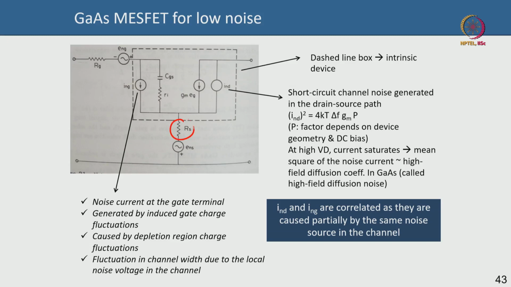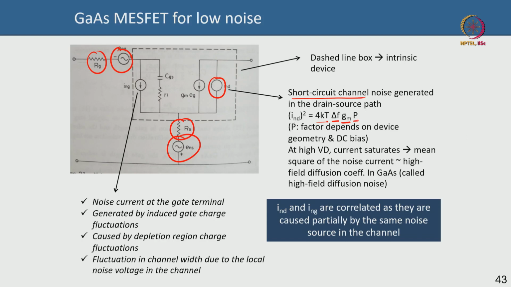So, for instance, this is your source resistance, this is your gate resistance, this represents the thermal noise originating from the source resistance, and this represents the thermal noise originating from the gate resistance. This is a very important parameter, I_nd. This is your drain noise, or basically the short circuit channel noise that is generated in the source drain path. The expression for the noise power is given by 4kT, temperature of course, delta f is the bandwidth over which you are measuring, g_m is the gain, and P is a factor. This factor P depends on the device geometry, bias condition, output conductance, et cetera.